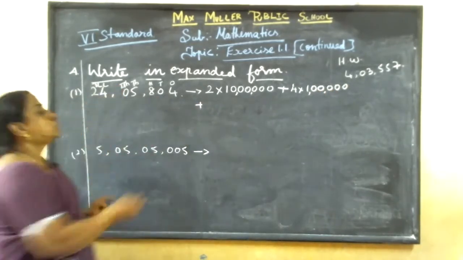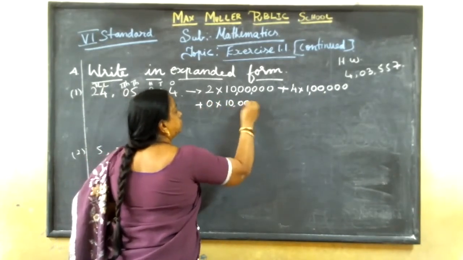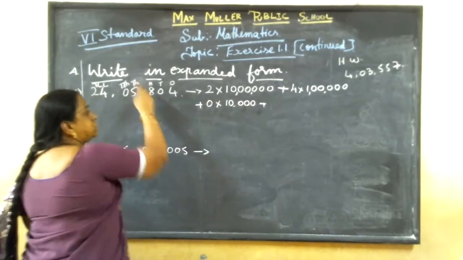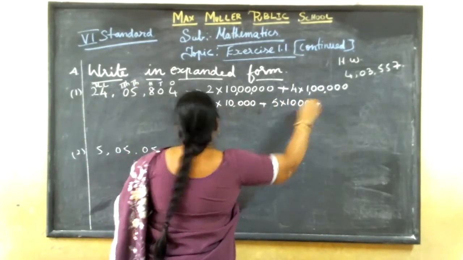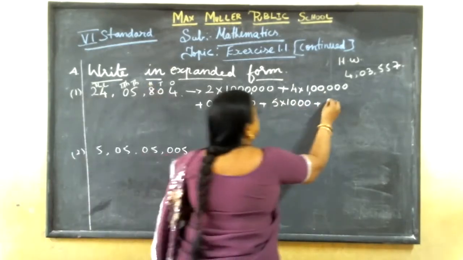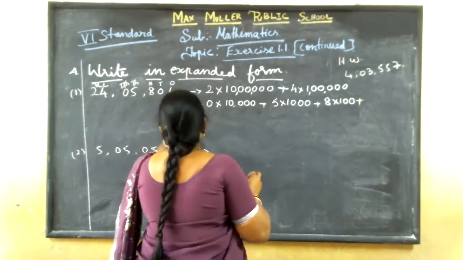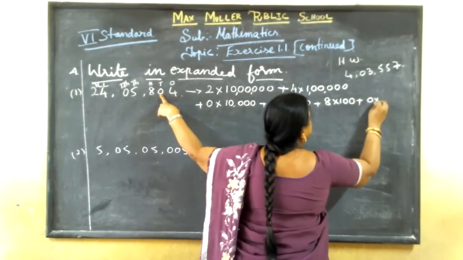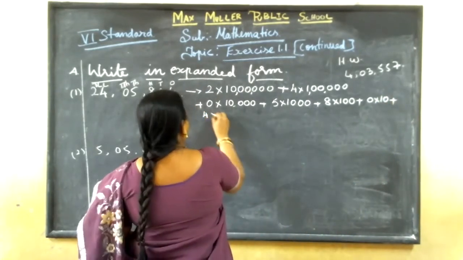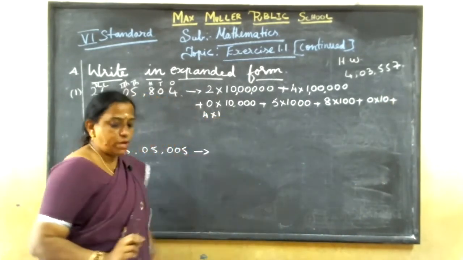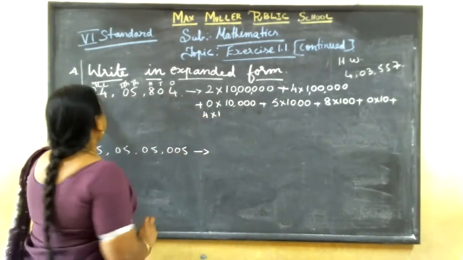Now 0 is in which place? 10,000 place. So 0 into 10,000, plus 5 is in which place? Thousands place. 5 into 1000, plus 8 is in the 100 place. 8 into 100, plus 0 is in the tens place, plus 4 into 1. 4 is in the ones place. One step over.